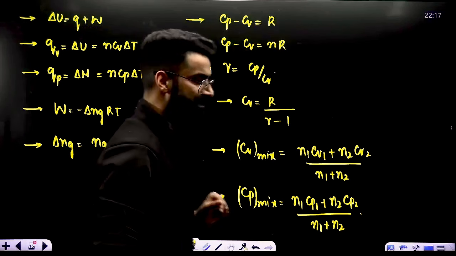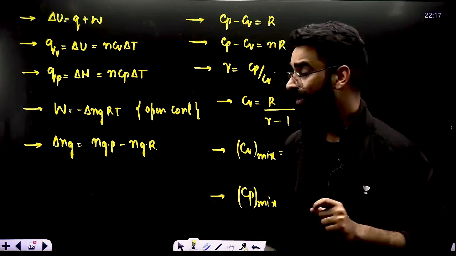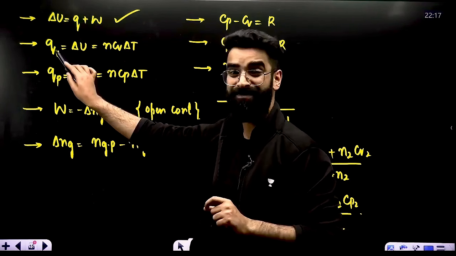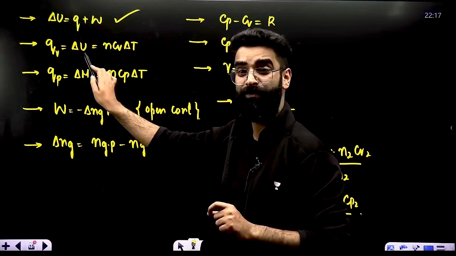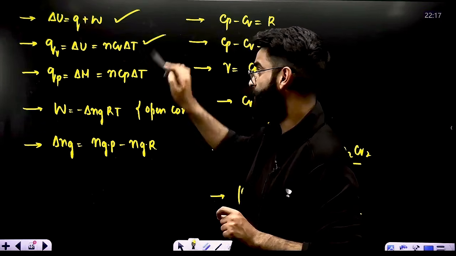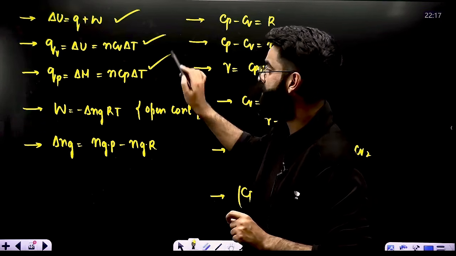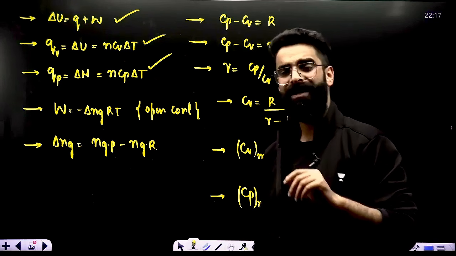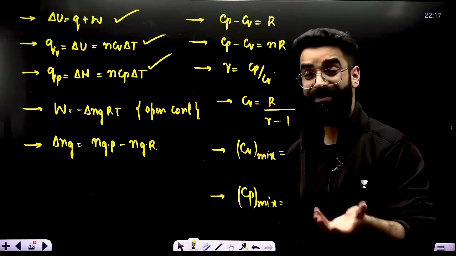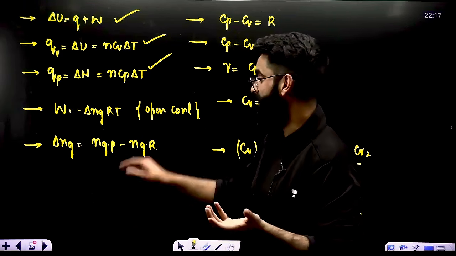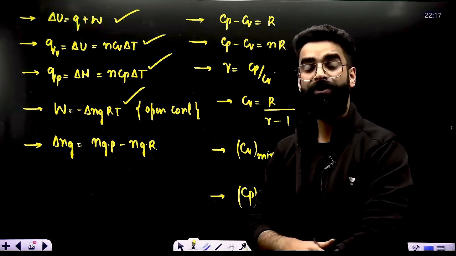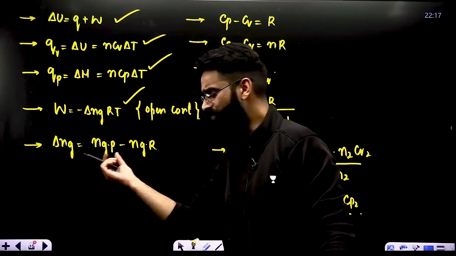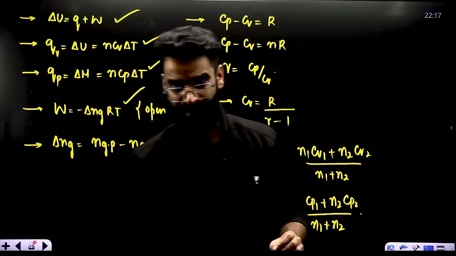Moving ahead. As per the first law of thermodynamics, you should know delta U is equal to Q plus W. Heat absorbed or released by the system at constant volume is always equal to delta U, and that delta U is equal to NCV delta T. Similarly, at constant pressure, it's equal to NCP delta T. A lot of questions are asked in which certain reactions are carried out in an open vessel. How do you calculate work done in them? W is equal to minus delta NG RT. What is delta Ng? Number of moles of gaseous products minus number of moles of gaseous reactants.